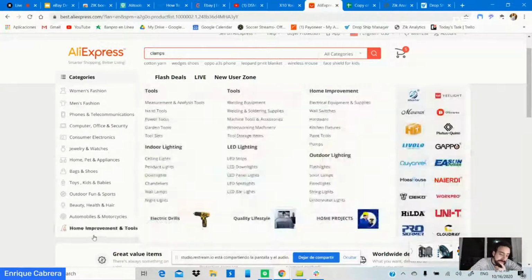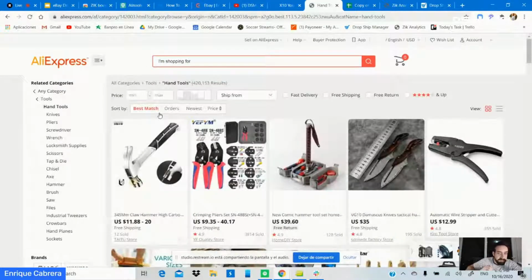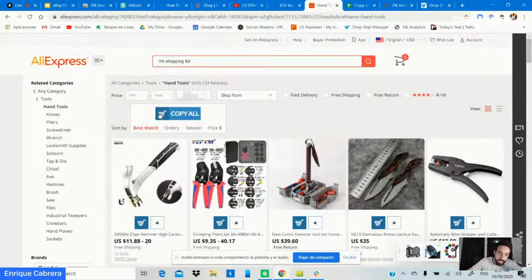Now, I'll choose, let's say, home improvement and tools. Normally, they're very good to dropship. Normally, they have a lot of demand when it comes to this marketplace. So let's use this for the sake of the explanation. Let's use this category, and let's use hand tools, right? This is only just to get some potential keywords.